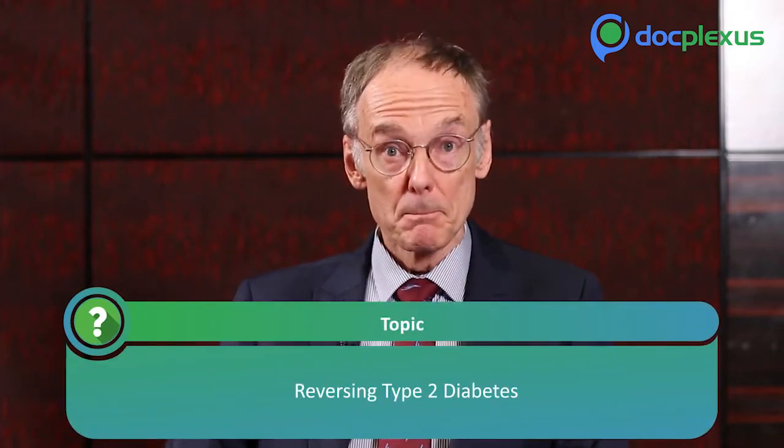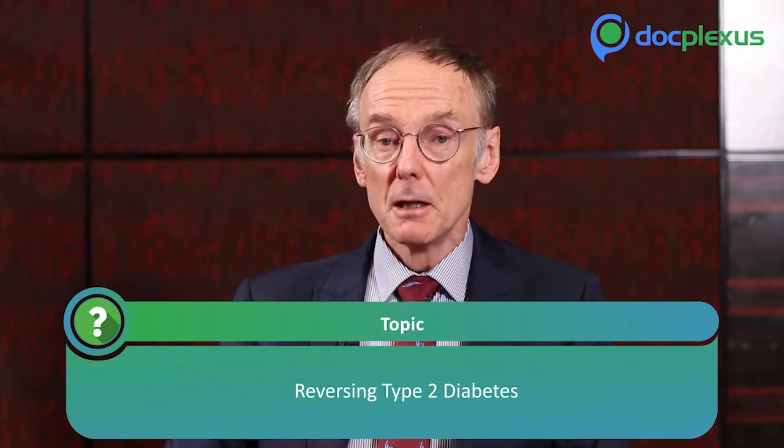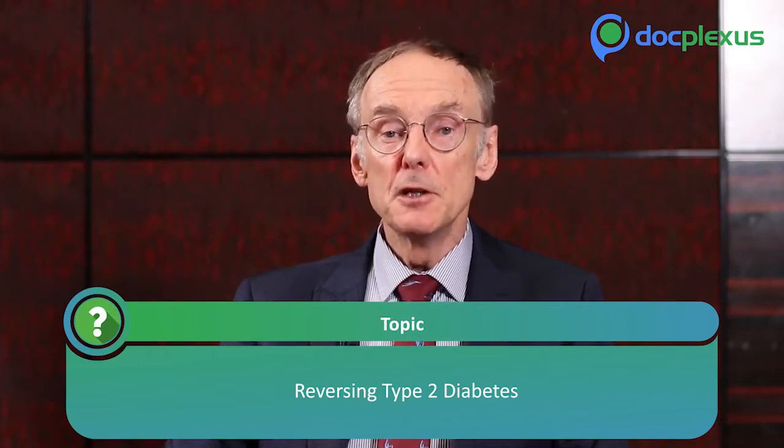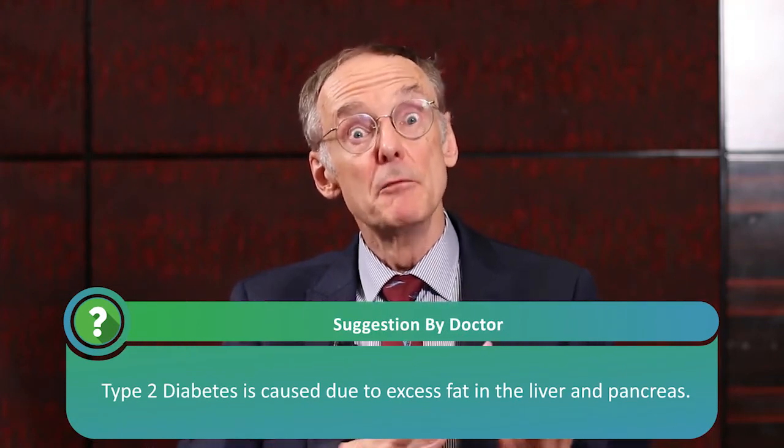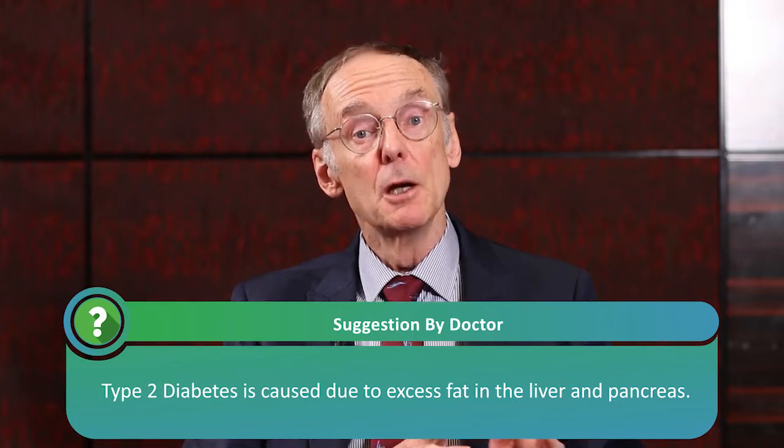So I'd like to talk to the title, Reversing Type 2 Diabetes in the Real World, because this is a practical topic. It has been a research topic, and over the last 15 years or so, I've demonstrated that type 2 diabetes is actually caused by excess fat in the liver and in the pancreas. In the liver, it causes insulin resistance. In the pancreas, it prevents the acute insulin secretion we all rely on after meals.